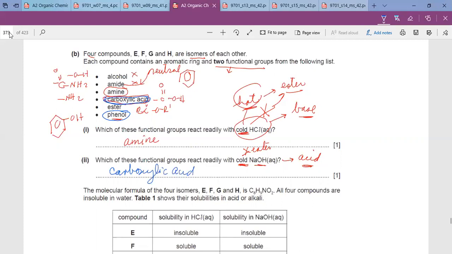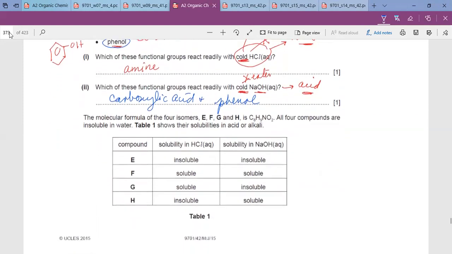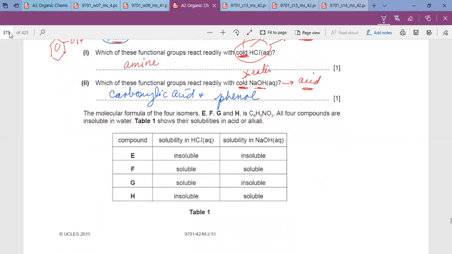And phenol. Okay, now comes the summary. The molecular formula of the 4 isomers E, F, G, very important. Okay, this is the molecular formula. Write it big.